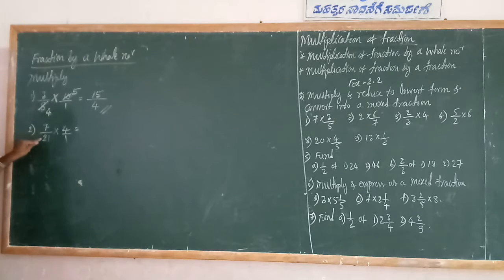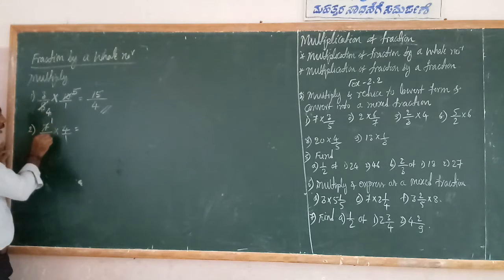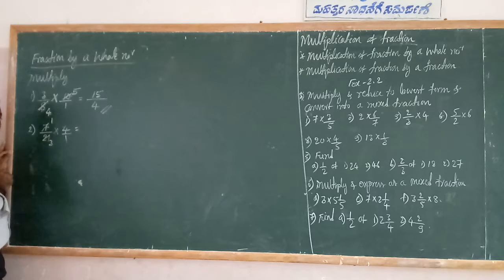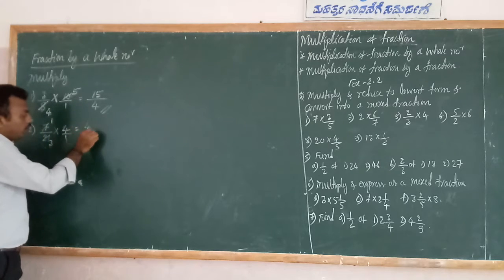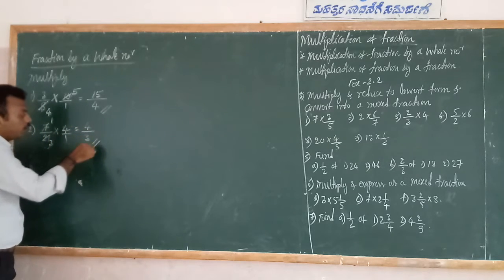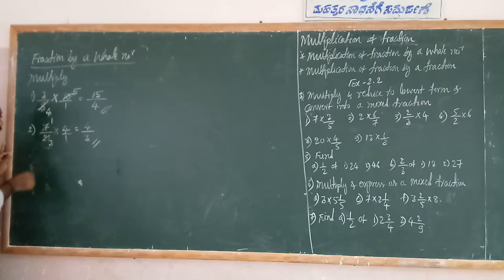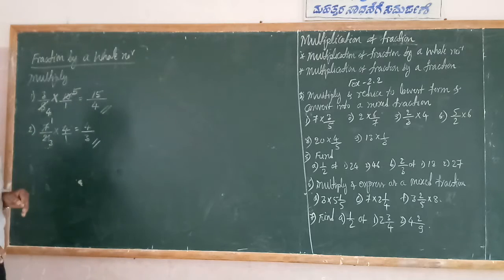This is the numerator and this is the denominator. You have to divide it. So it will go: 7 ones are 7, 7 threes are 21. Is it right? So 3 and 4, is it going? No. Therefore, multiply the numerator and the denominator. 1 into 4 is 4, and 3 ones are 3, so 4 by 3. This is the product of 7 by 21 into 4. Can you understand? Fraction by a whole number.